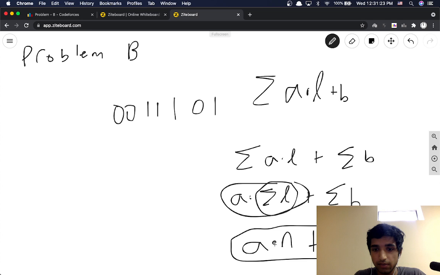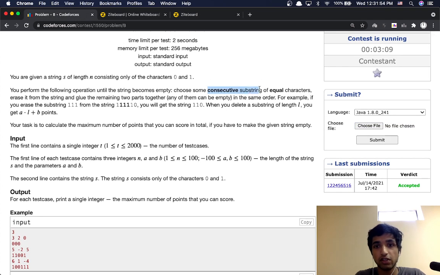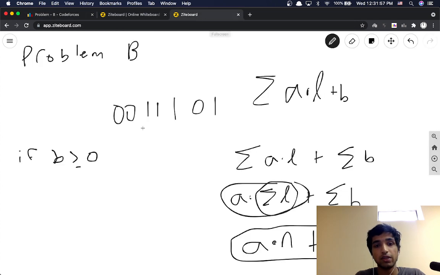This first term, A times N, we can't do anything about because A is constant and N is constant. But for this second term, B is constant, and we can change the number of deletions. So if we want to maximize this and B is greater than or equal to 0, it doesn't really matter, then we want the number of deletions to be as large as possible. And since we delete consecutive substrings of equal characters, we can just delete every individual character one by one. So then that would just be A times N plus B times N. Right? Since B is positive, we just want to add it as many times as possible.